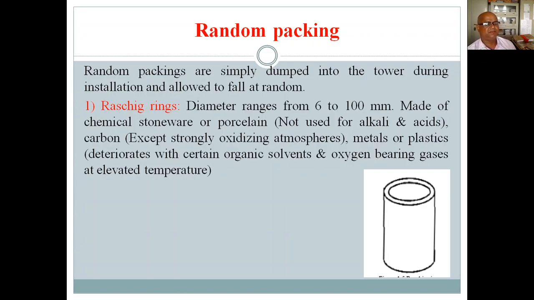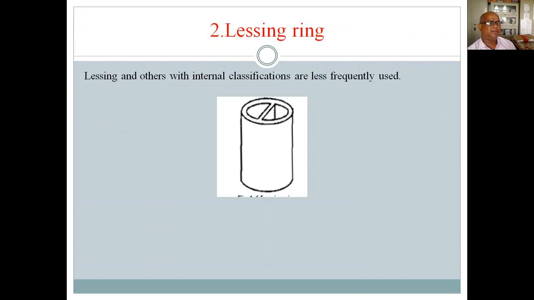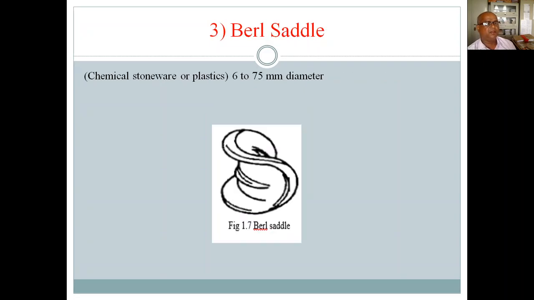Then the second thing came, the Lessing ring. So the Lessing ring is the same, but they made one plate inside. Once you put this plate, you are getting better surface area. Your surface area for the mass transfer is high. Then the third thing is the Berl saddle. But it has been seen, if you keep it like this, that the mass transfer is high.